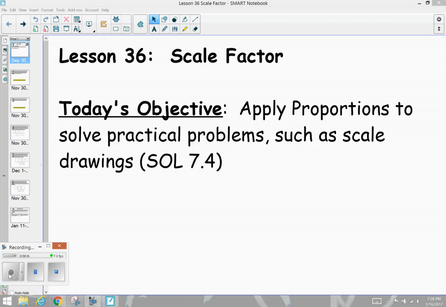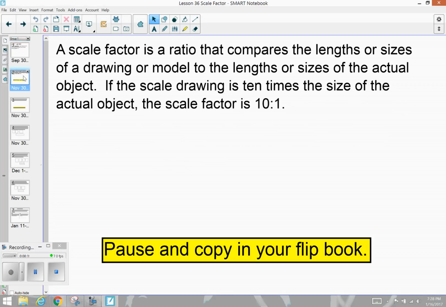In today's objective, we are going to apply proportions to solve practical problems such as when we are working with scale drawings. So what does that mean? Have you ever built a model car or a model airplane or something? That's what we're talking about today. How can we find those values when they change the size?